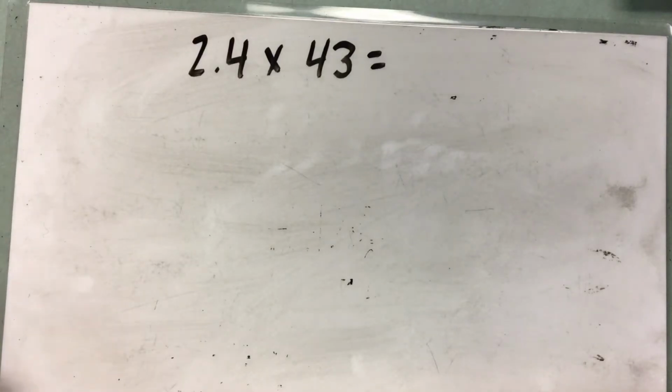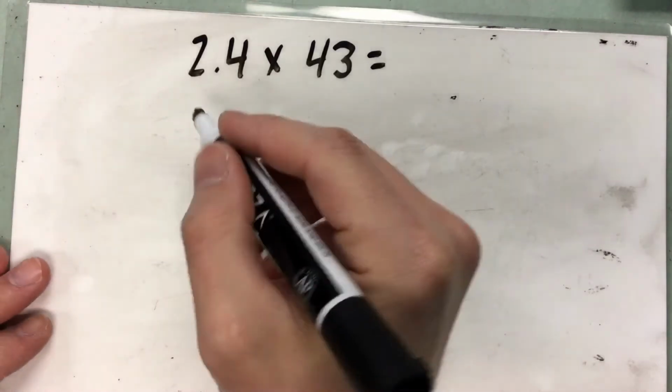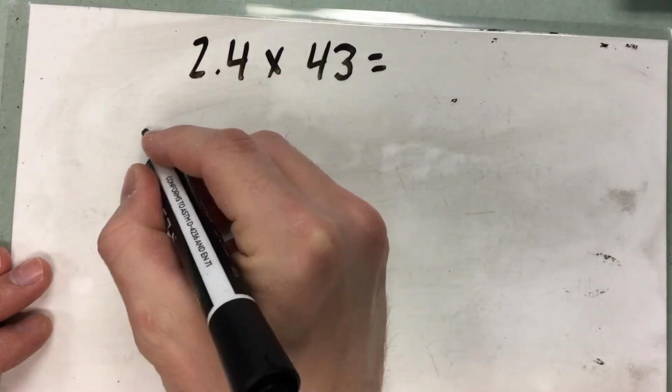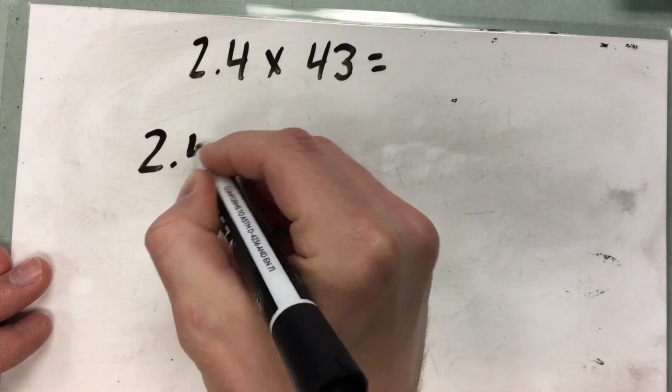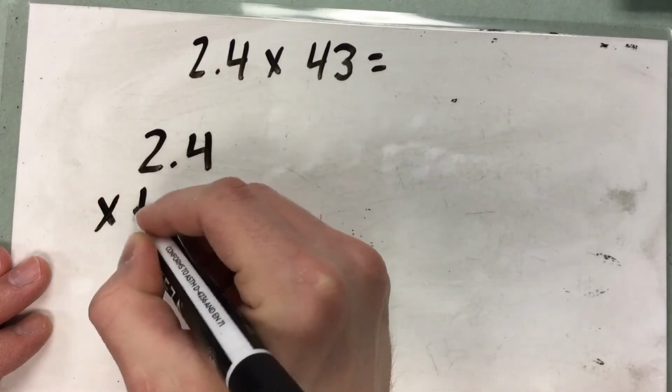So let's look at this example and let's look at how we can use the standard algorithm to solve this. So let's set up our problem using the standard algorithm. We would have 2.4 times 43.